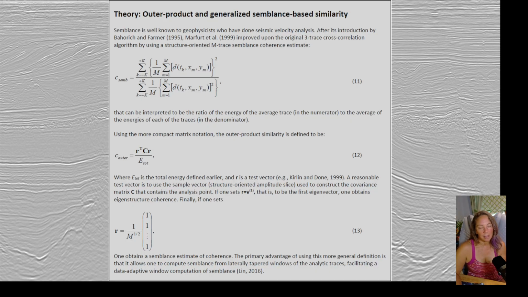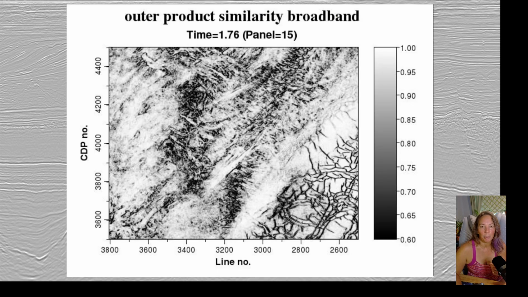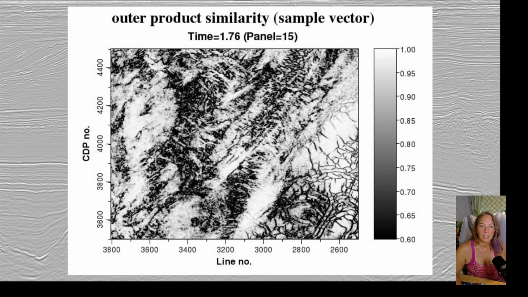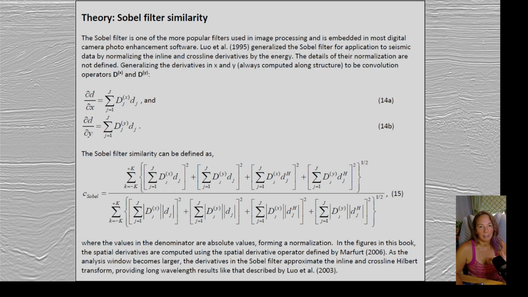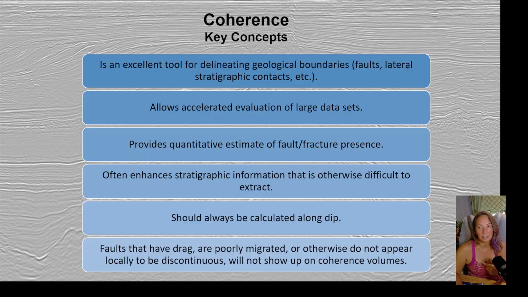Again, we've got the math in much detail up on our website, but some of the outputs you can get from this are the outer product similarity. Here's an example of it where you can see the higher similarity is white, so those features are very similar to each other. Those wiggle traces are very similar to each other. And here's Sobel filter similarity, which is another one that's really nice to calculate too. I was trying to do this really quickly, but I have the longer video up on the website.